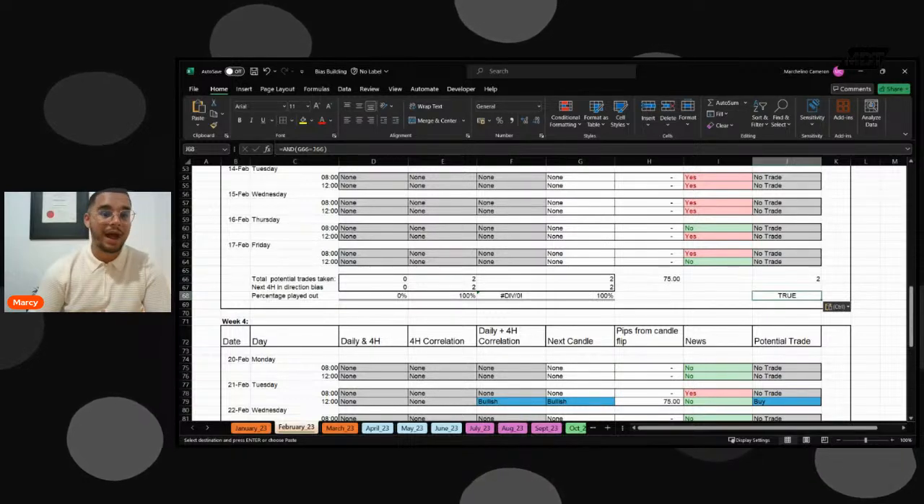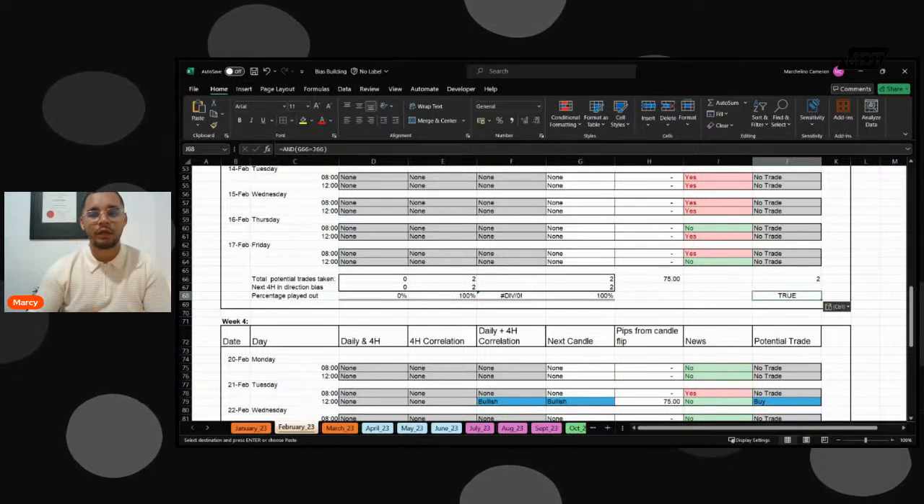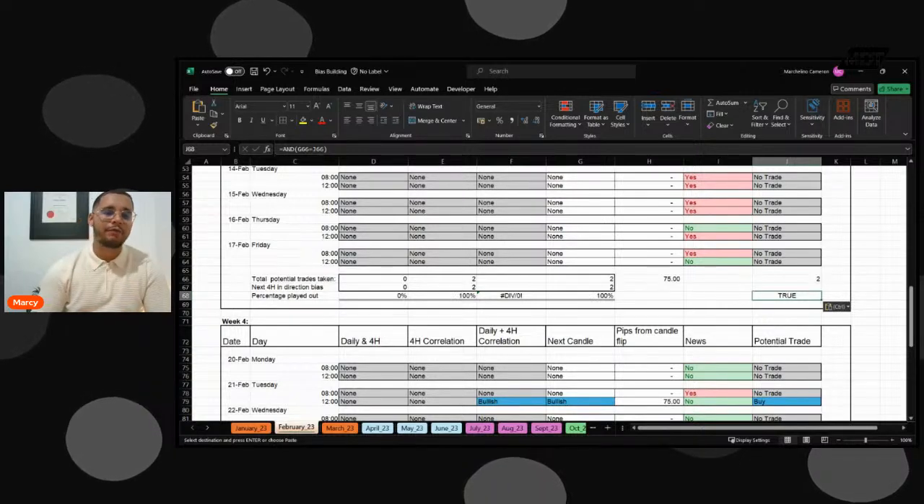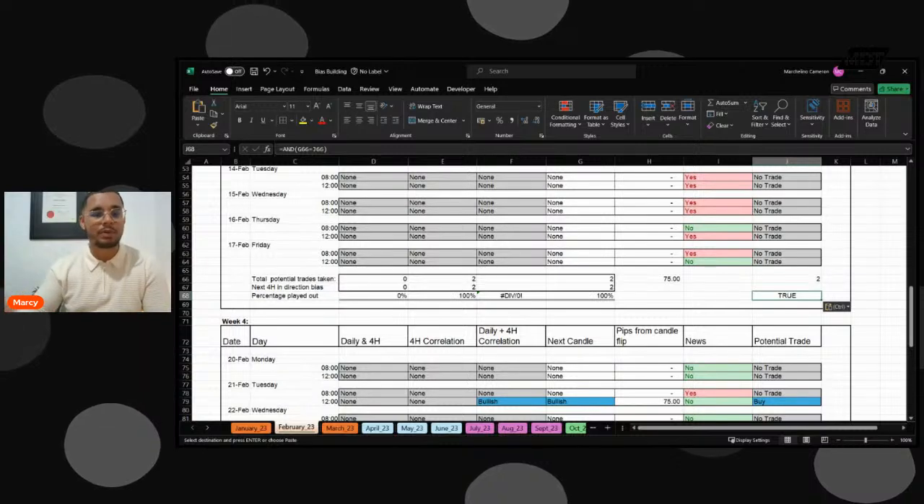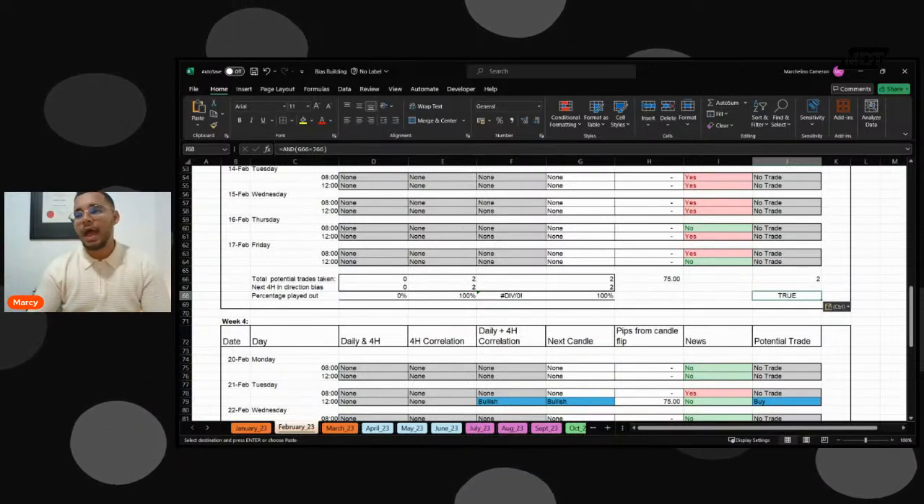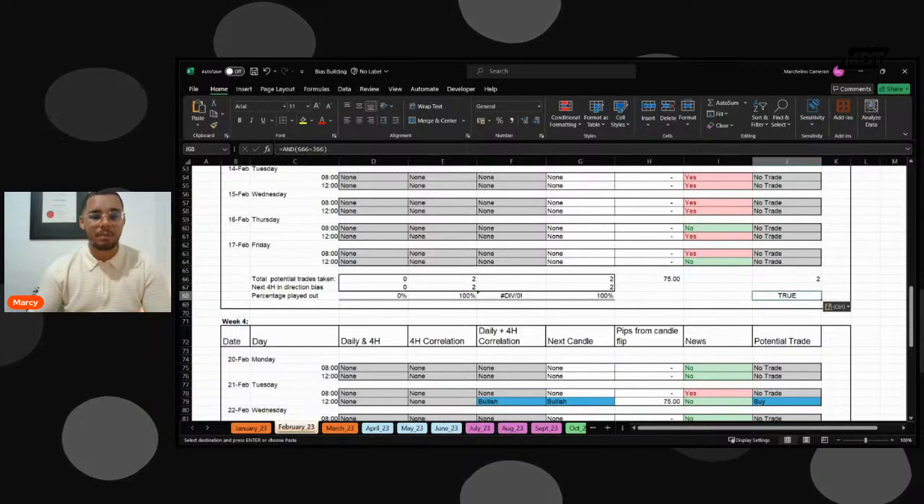So when you have the daily and the 4H on a pound close in your direction, and along with that you also have 4H correlation, you not only have the daily and the 4H, but you also have 5 out of the 6 pairs closing in that particular direction, whether it be bullish or bearish. Those are the 3 directional biases that I trade.